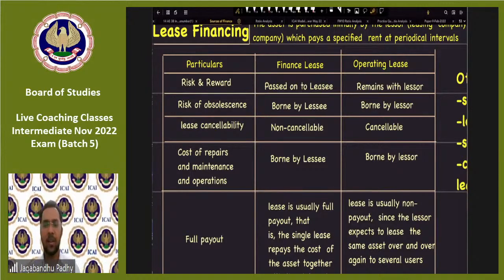If I have, let's say, a truck, I lease it to a transport company. The transport company is going to use the truck for the next, let's say, 15 years. So in that 15 years, I'll be able to recover almost everything regarding that asset because it's a long term. Similarly, if I keep on leasing it on a short-term basis, I'll be able to recover the money from different sources, from different tenants or different lessees.